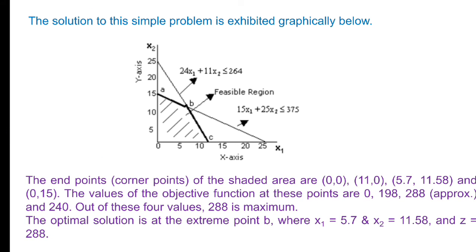Then the end points are the corner points of the shaded area: 0 comma 0, 11 comma 0, and 5.7 comma 11.58. We can take approximately 6 comma 12, and 0 comma 15. So we get x1 equal to 5.7, approximately 6, and x2 equal to 11.58, and z equal to 288. This is another feasible region. This problem we already solved with approximate values. Here we have taken exact values. When you use graph sheet, we will get the exact value.